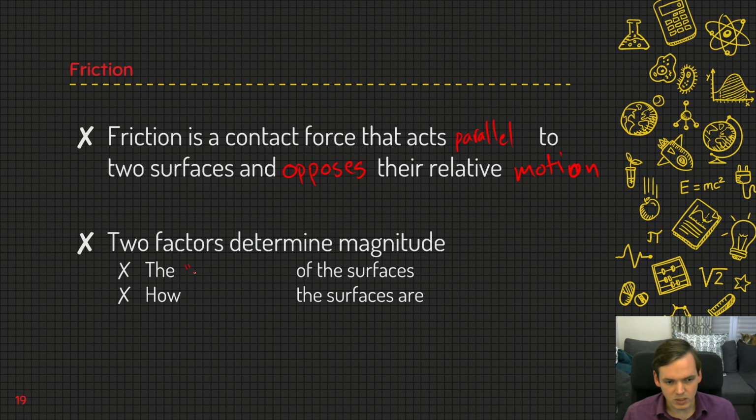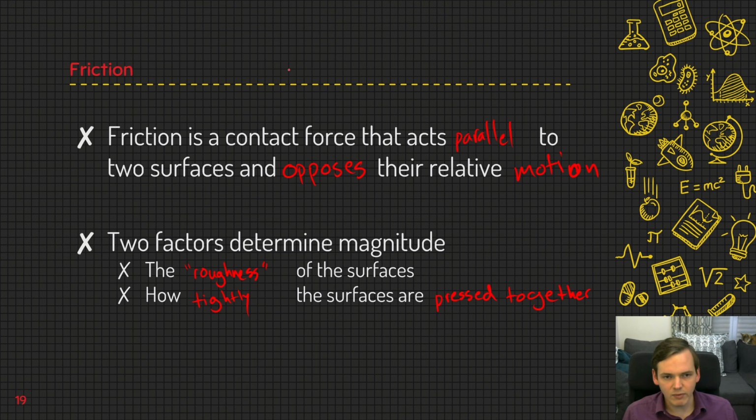First is, we'll say, the roughness of the surfaces, and then secondly, how tightly the surfaces are pressed together. So if two surfaces are squeezed tightly together, friction will be higher. If they're rougher, friction will be higher.